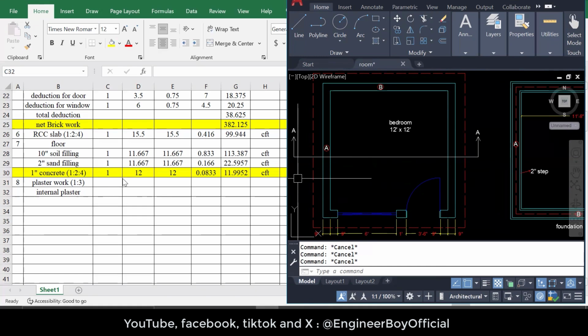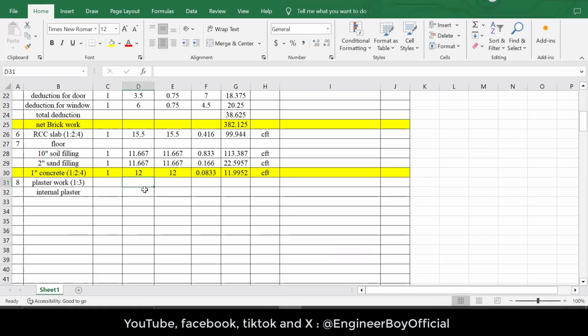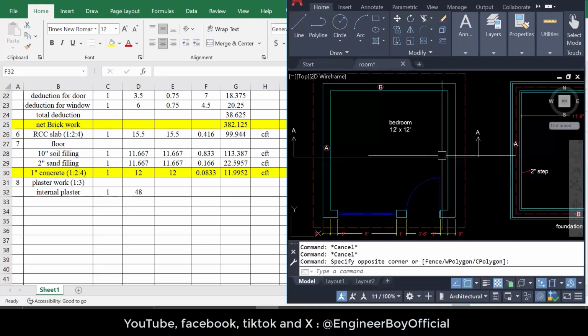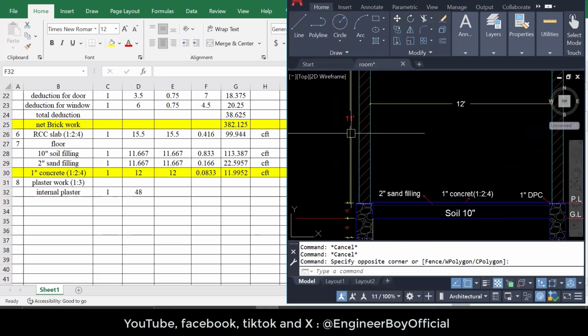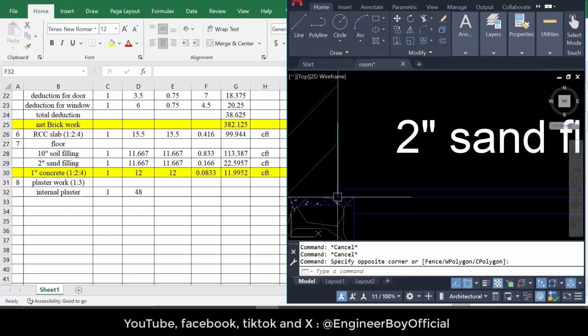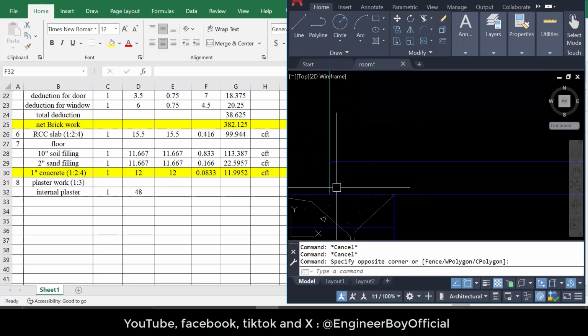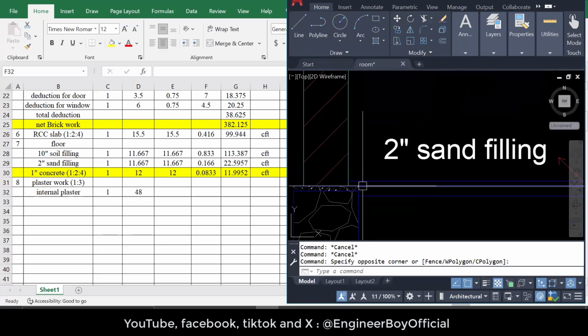So 12 times 4 can be the length for the internal plaster, and that should be 48. Now in number I'm going to put 1 because we have only one room. Remember, the thickness of the plaster is not taken here, it is the same as with DPC. We will include that in the analysis. So we have to take the height only. And how the height? Just focus on the section. In the section, we have the height of the wall, 11 feet. But for the plaster, that is not 11 feet. As you can see, 1 inch has already been taken over there by the concrete work.